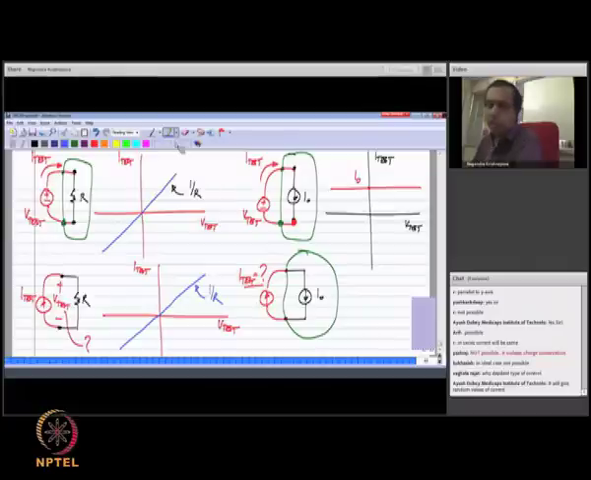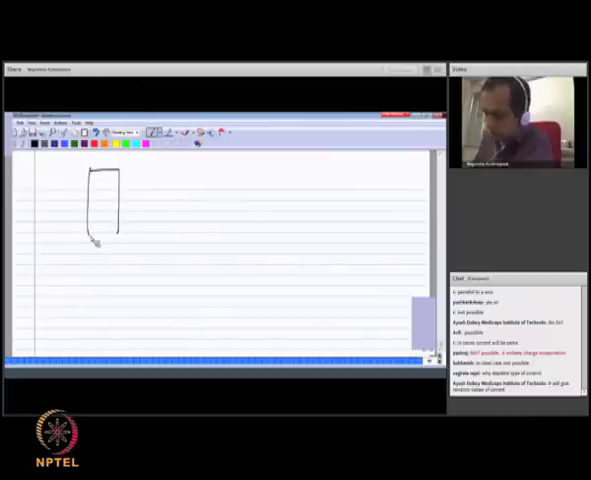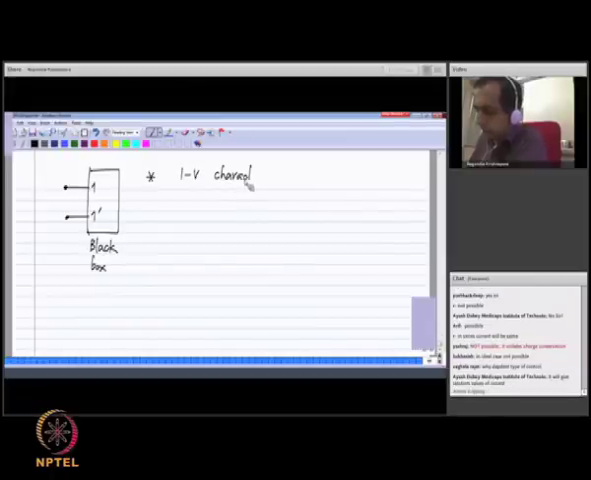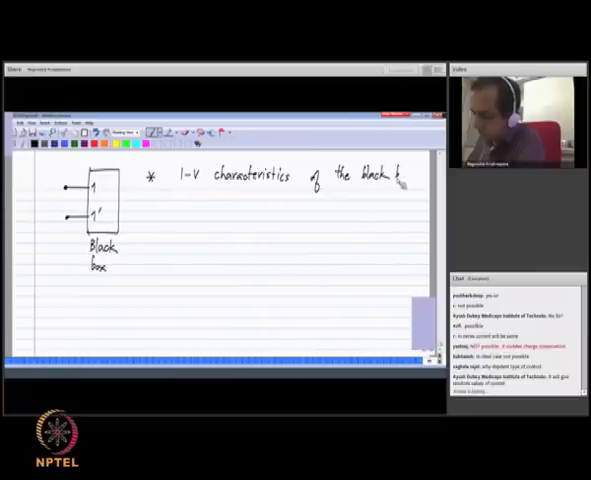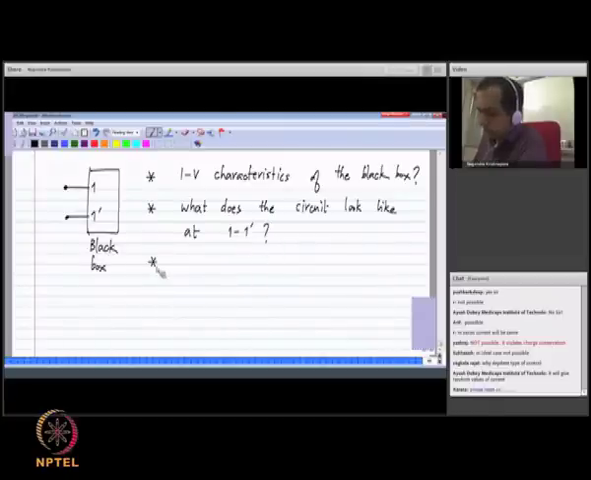Now this question will be asked to you in many different ways. You could be asked, I'll name these terminals 1 and 1 prime. This is a black box. You could be asked, what are the IV characteristics of the black box, or what does the circuit look like at the terminals 1-1 prime, or you could be asked, what is the equivalent of the circuit?